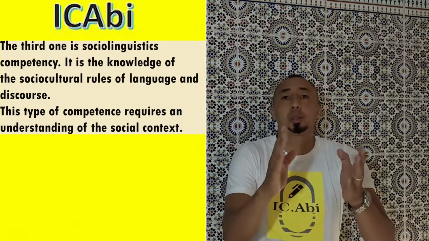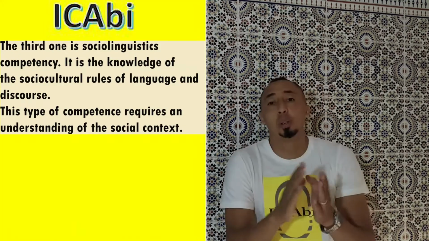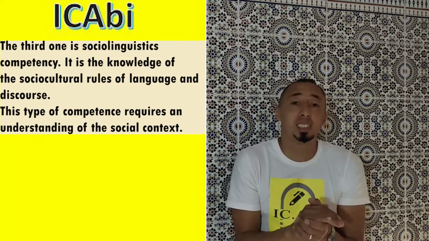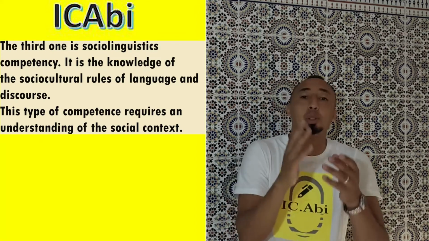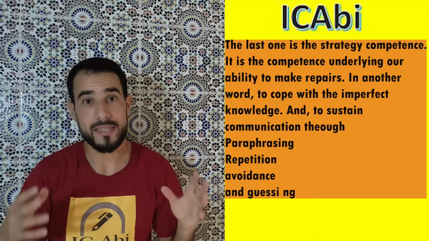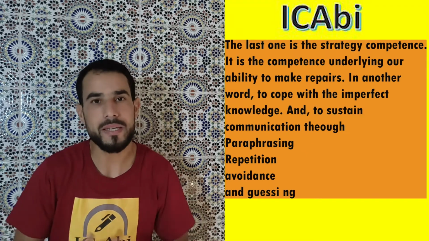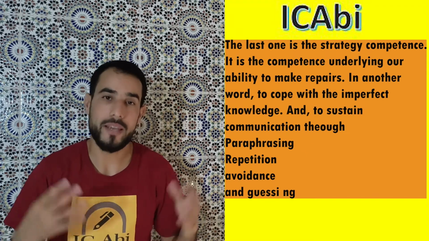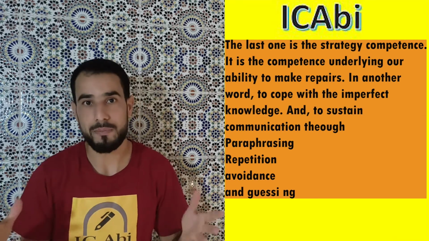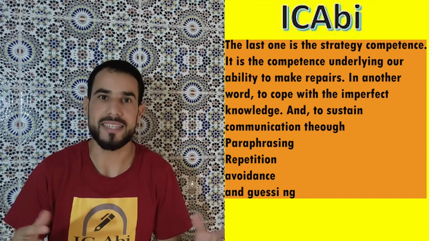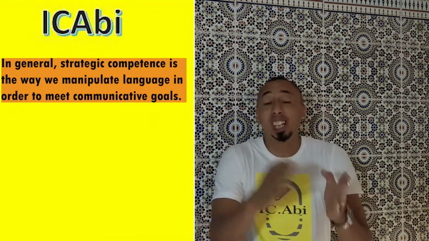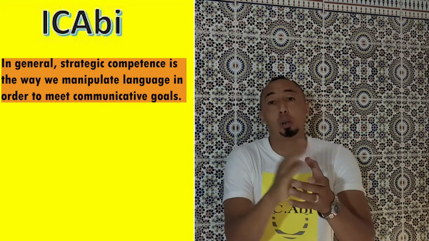The third one is sociolinguistic competence. It is the knowledge of sociocultural rules of a language and discourse. This type of competence requires an understanding of the social context. The last one is strategic competence. It is the competence underlying our ability to make repairs, in other words, to cope with imperfect knowledge and to sustain communication through paraphrasing, repetition, avoidance, and guessing. In general, strategic competence is the way we manipulate language in order to meet communicative goals.